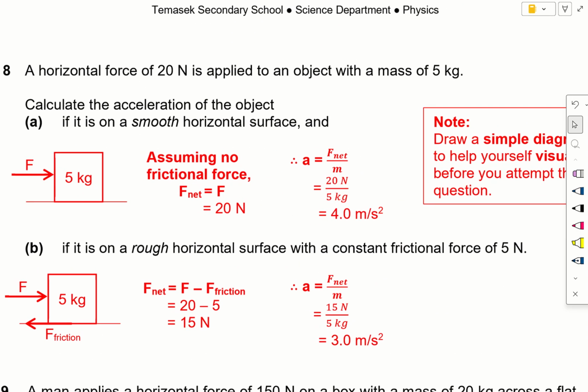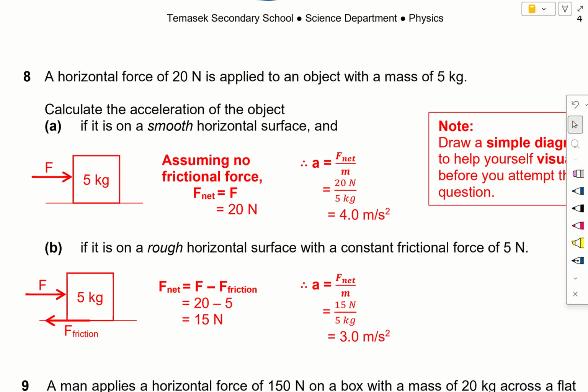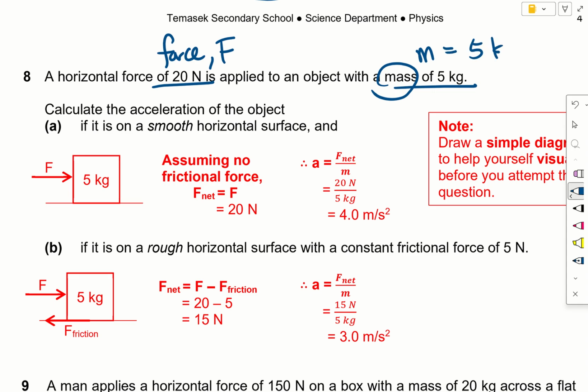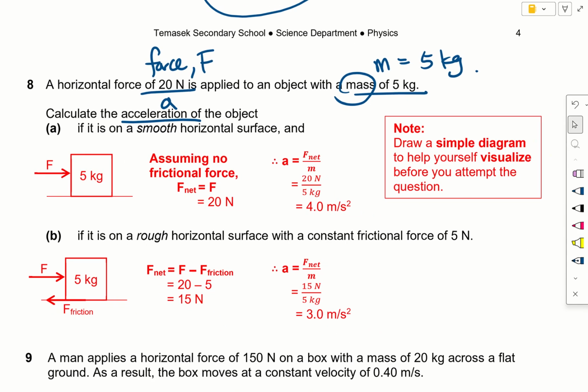Question 8, some kind of calculation. A horizontal force of 20 Newton is applied to an object with a mass of 5 kg. With all calculation questions, I will need you all to underline the numbers. But not just underlining the numbers, you also need to know what all these are. So obviously this is a force, a horizontal force, with a mass. Mass is represented by the letter m, so I can write m equals 5 kg. Now calculate the acceleration. Acceleration has a letter a, right? With this, you can then apply into the formula.